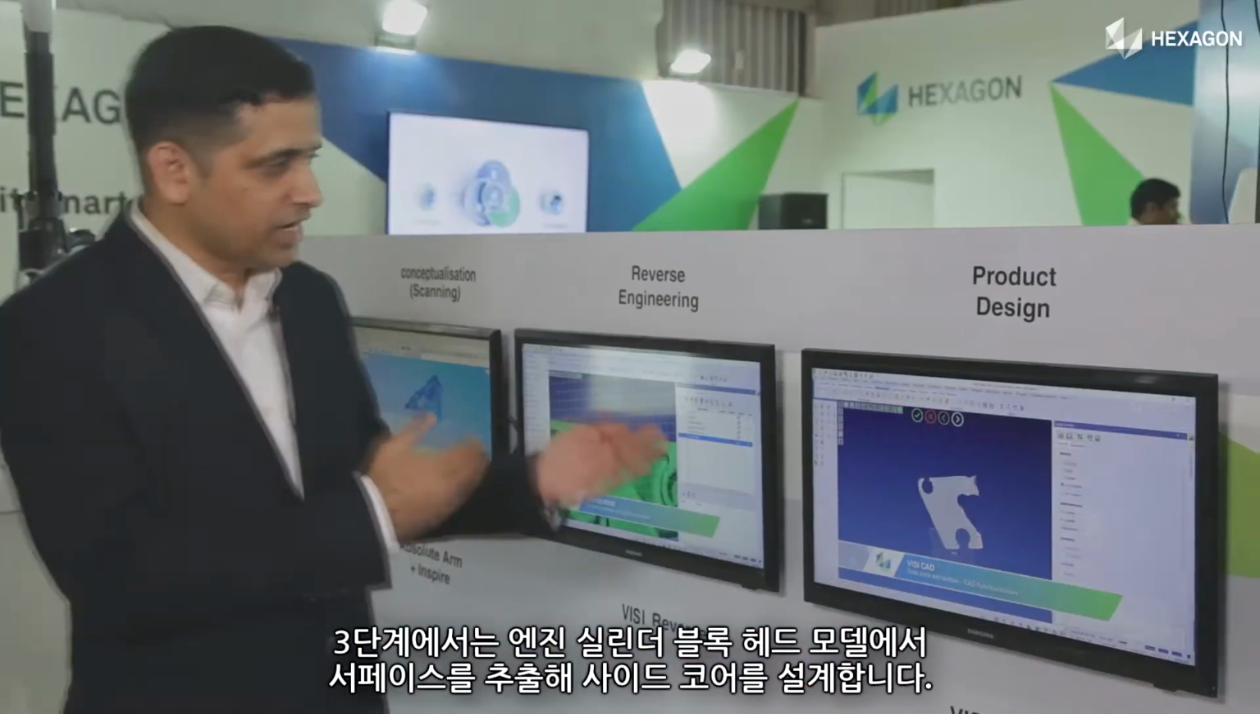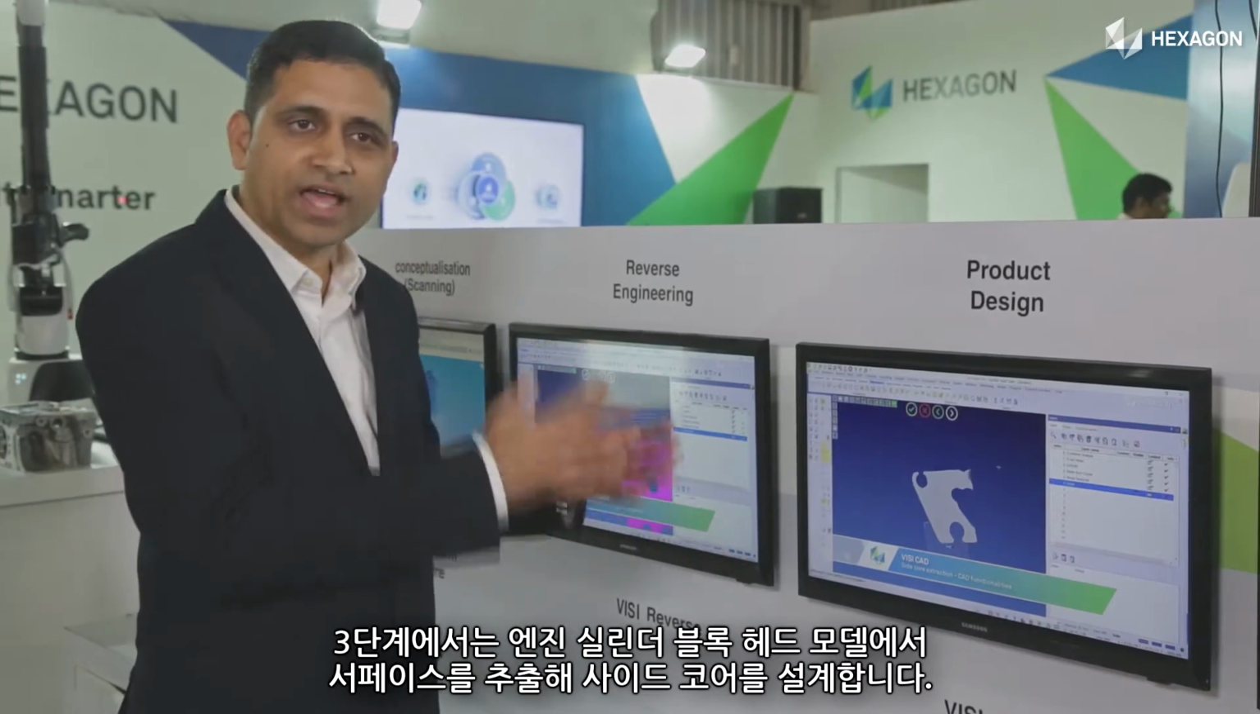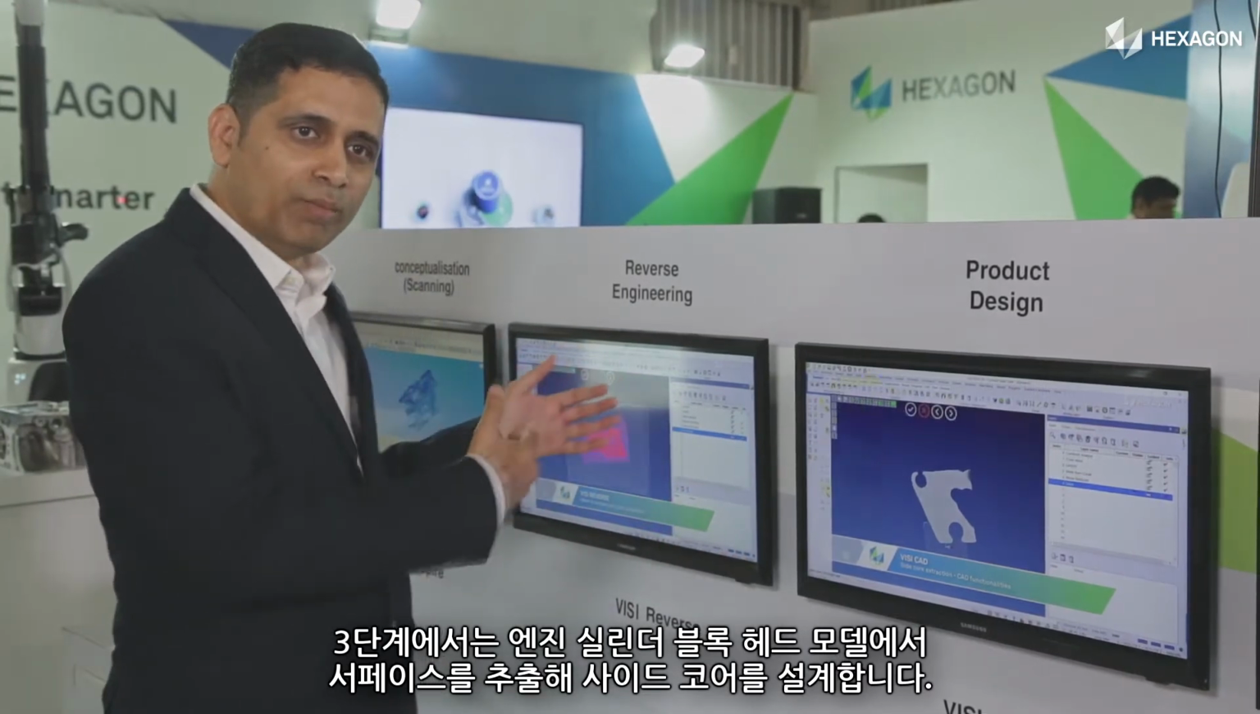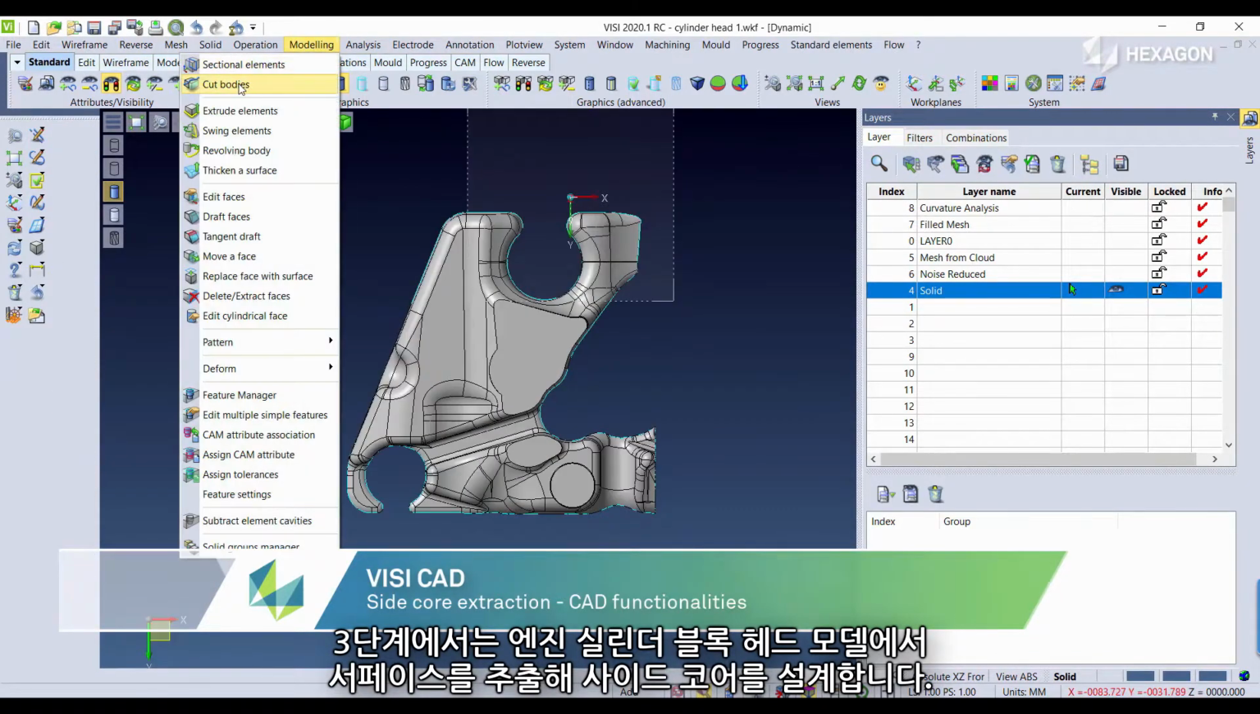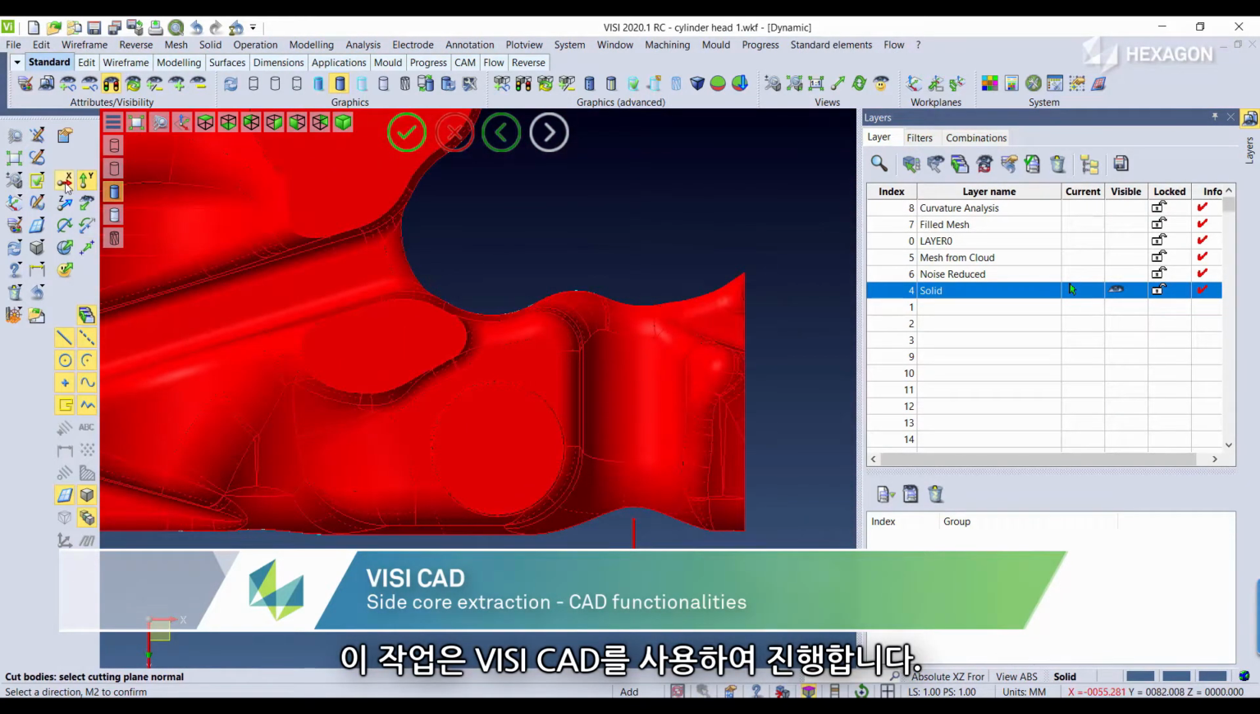Then at stage 3, we do the designing of the side core by extracting the surfaces from the head of the engine cylinder block model, and that is done using VisiCAD.